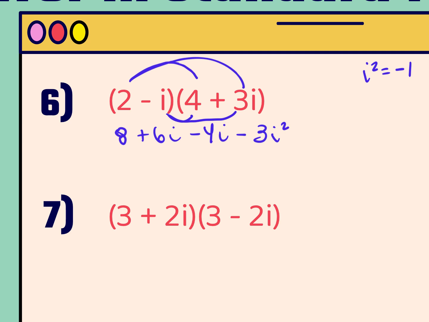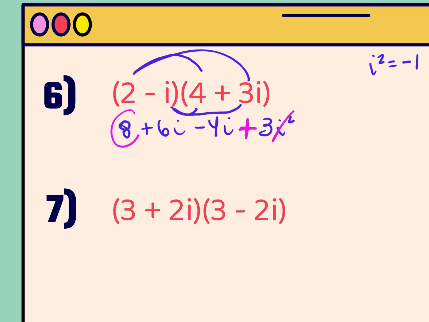Positive 3. So every single time you have an i squared, I'm going to say cross it off and change the sign in front. Whatever term is at the end, you're multiplying it by -1. You're just changing the sign. So now you should have real with real. What's 8 plus 3? 11. And what's 6i minus 4i? So plus 2i. Every time you see a negative i squared, what are we doing? Cross it off and change the sign.